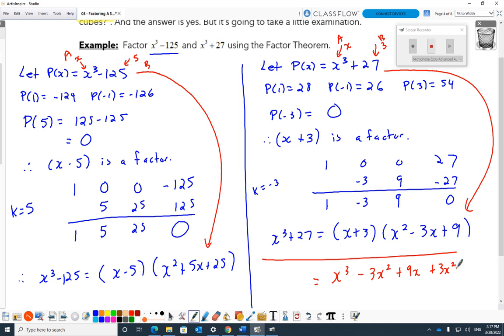3 times negative 3x is negative 9x. And then I get plus 27. Cancel, cancel, cancel, cancel. X cubed plus 27. The pluses and the minuses are in all the right spots to be able to jump from here all the way down to the bottom.